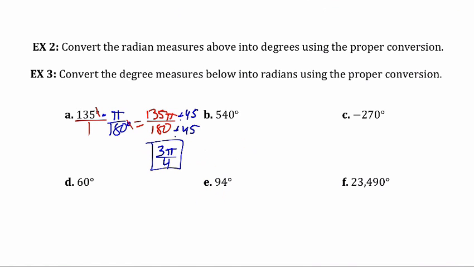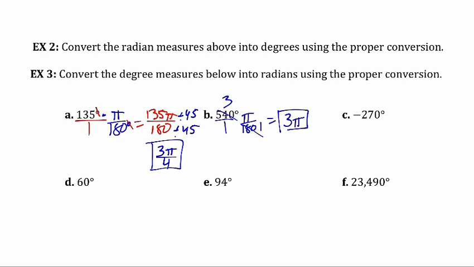We're going to multiply 540 by pi over 180. And then, again, I'm just going to not write the degrees this time. But 540 and 180, so if we put 540 over 1, 540 and 180, well, 540 divided by 180 is 3. So if we divide both of those by 180, we end up with 3 over 1 times pi over 1, which just gives us 3 pi.